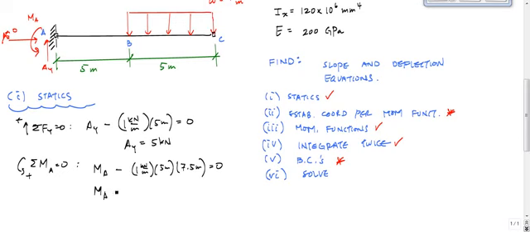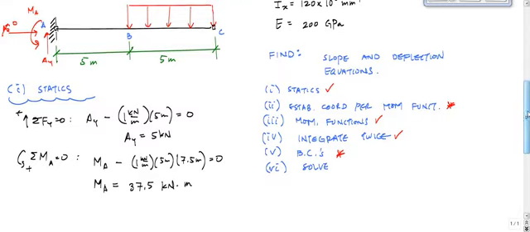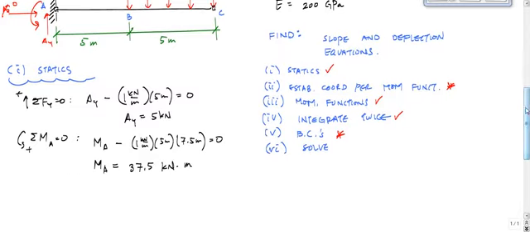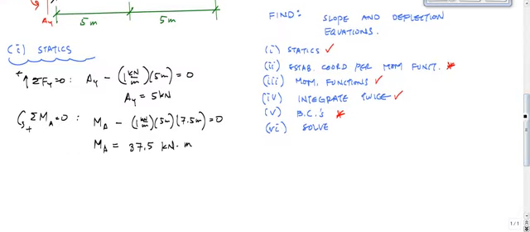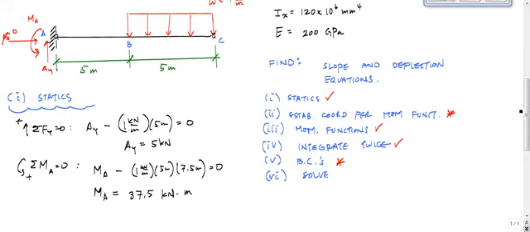And MA is 37.5 kilonewton meters. All right, so double check my work, but I think that's pretty good. Okay. And if you have questions about the statics, really, you need to review some statics. But here, now, the next thing we want to do is find moment functions.